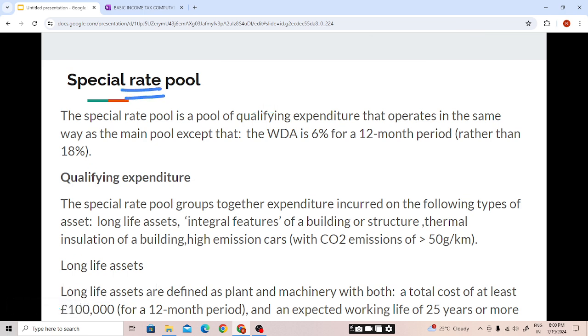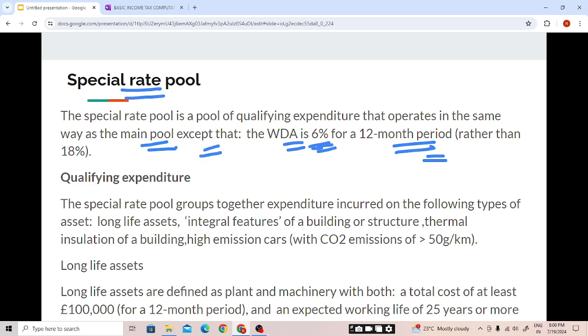Now coming to the special rate pool. As the term special means, some special assets belong to this pool. Now we will be studying what these special assets or qualifying expenditures are. The special rate pool is a pool of qualifying expenditure that operates in the same way as the main pool. Everything is the same, students, as the main pool, except that the WDA is 6% for a 12 month accounting period. If the accounting period is more, we need to adjust. If the period of account is less, we need to adjust.